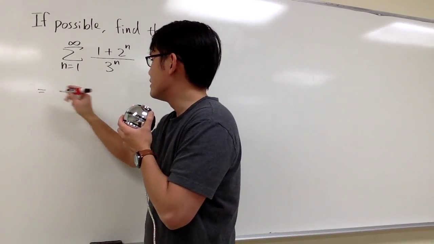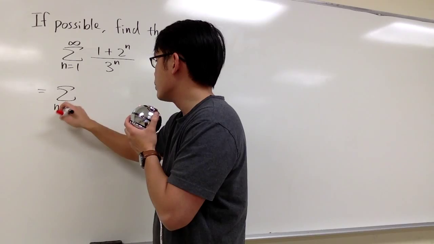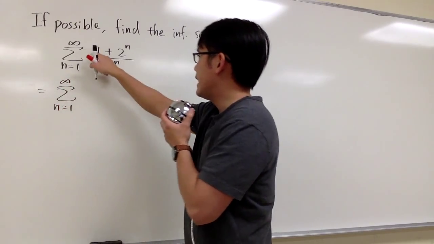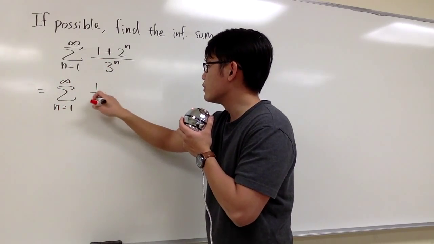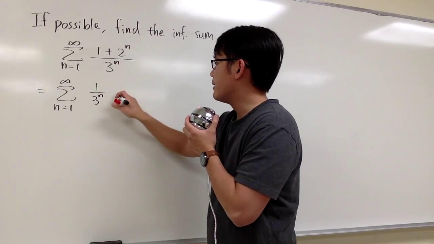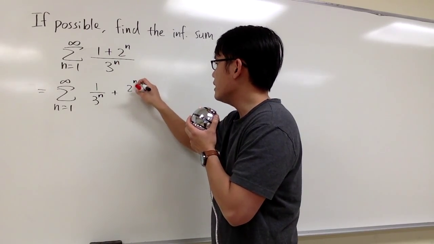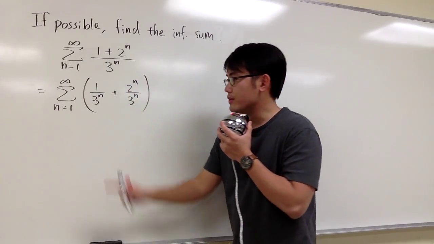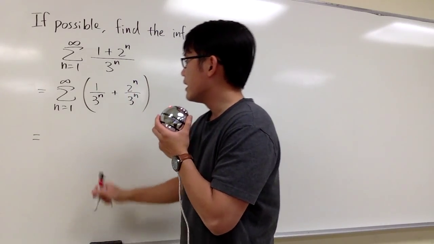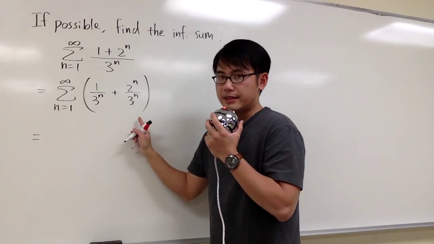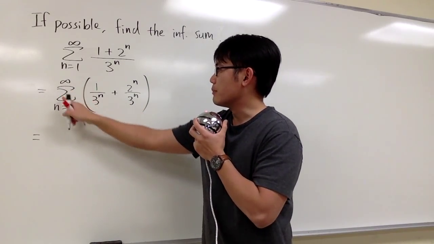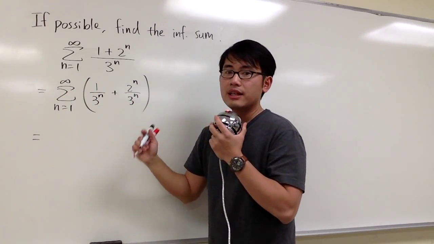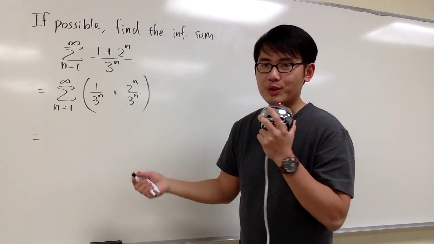So this right here is the same as the sigma when n goes from 1 to infinity, and I will look at this as 1 over 3 to the n first, and then plus 2 to the n over 3 to the n, like this. Well, if I break this apart again, whenever you have two things inside, it's pretty much saying the summation of this and then the summation of that, especially if these two are both convergent.